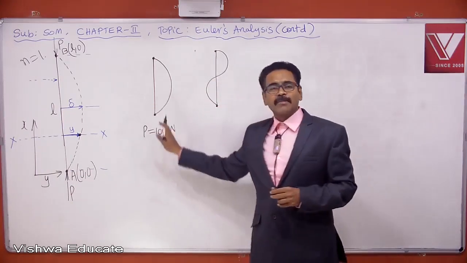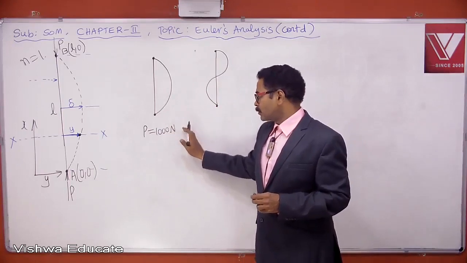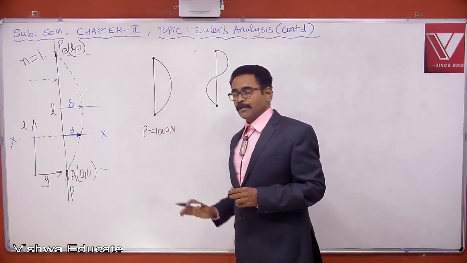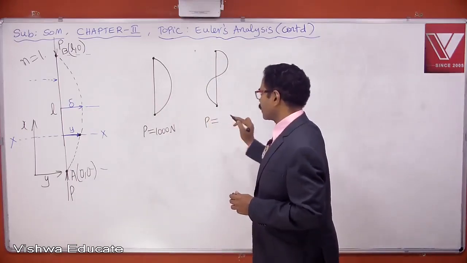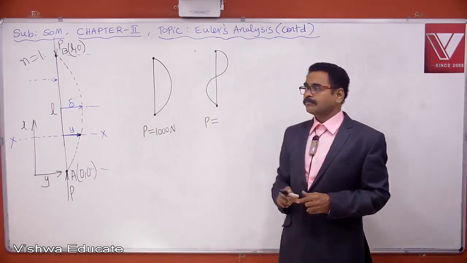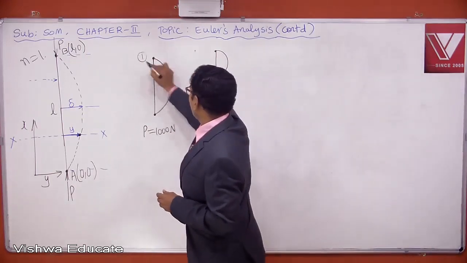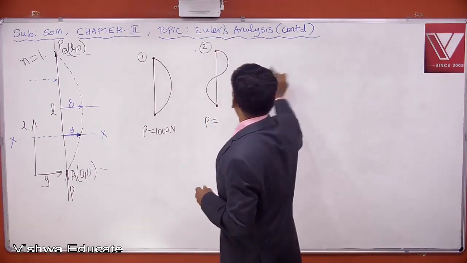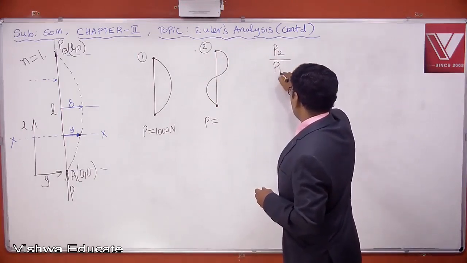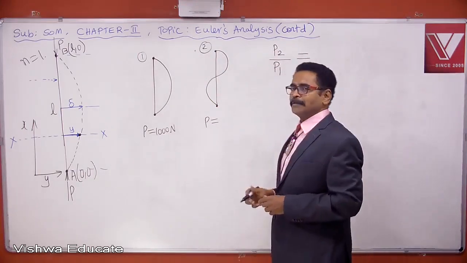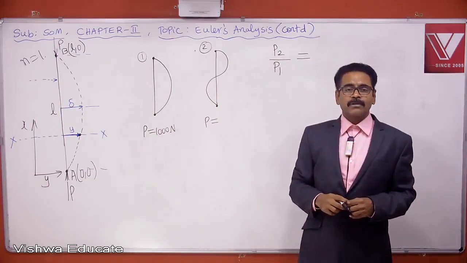Originally the column is buckling like this, and Euler's critical load of this column is 1000 newtons. If the same column buckles like this, what is Euler's critical load? Maybe this is the first column and this is the second column. Euler's critical load of the second column by Euler's critical load of the first column is equal to dash. So this question came in GATE.